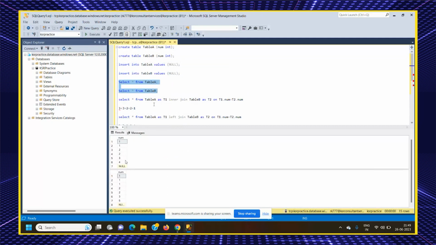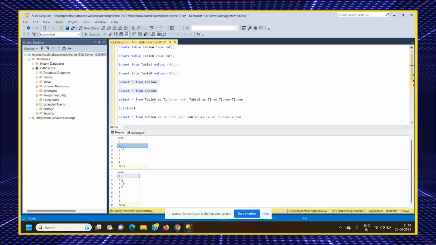Yep. We have 7 records in table A, and we have 7 records in table B. Sorry, 8 records in table B. So how does an inner join work here? In case of inner join, only similar records. So for every 1 in table A, we have 3 similar ones. So it would be 3.